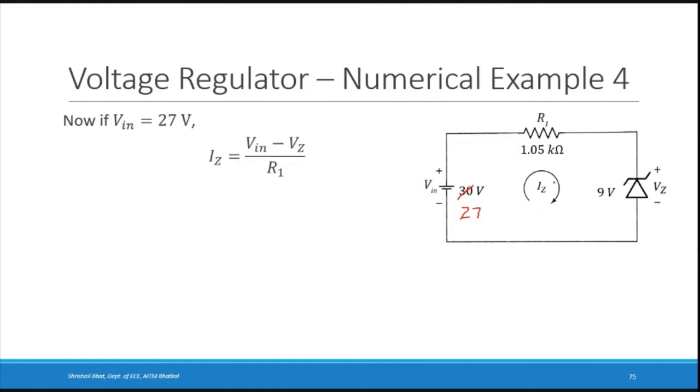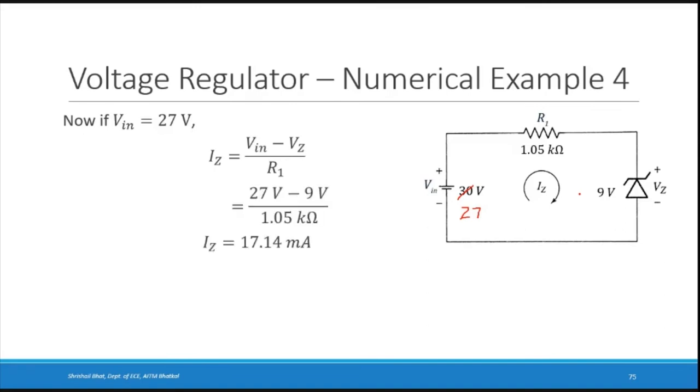So, current you can write as V in minus Vz divided by R1, right? So, just substitute the new V in, 27 instead of 30. It has dropped to 27. Use 27 minus 9 divided by R1. R1 we have found, 1.05 K. Once R1 is fixed, you're not going to change it, right? Now, if voltage is changing, the current has to change so that output will remain constant. The current will change so that output will remain constant.